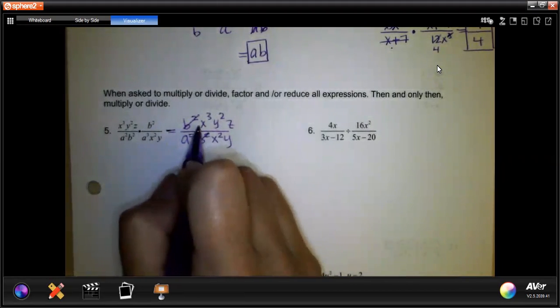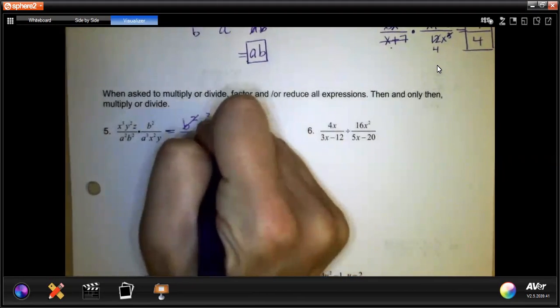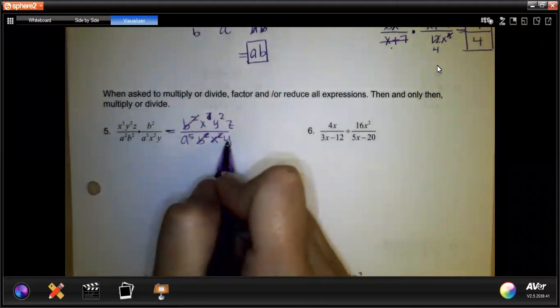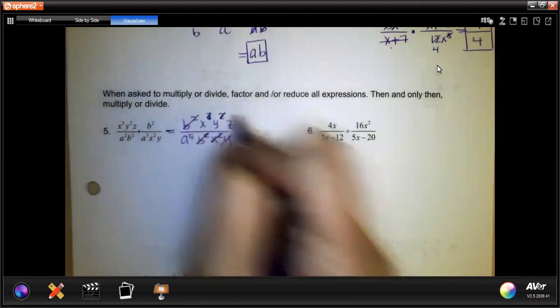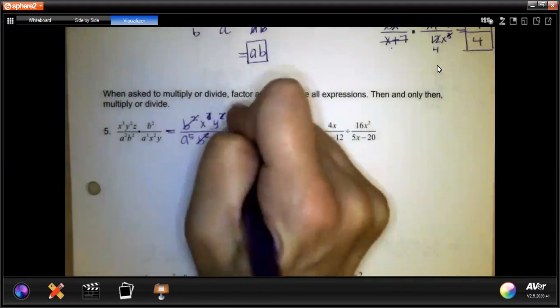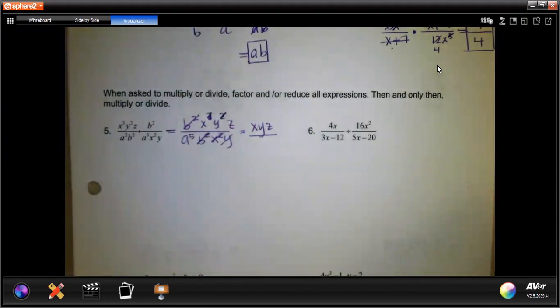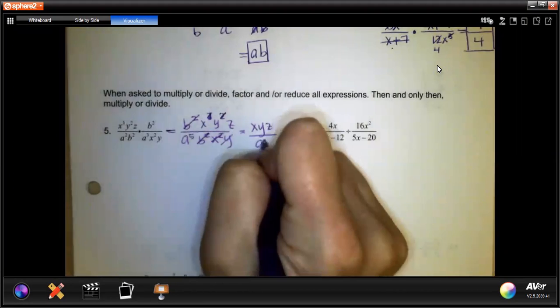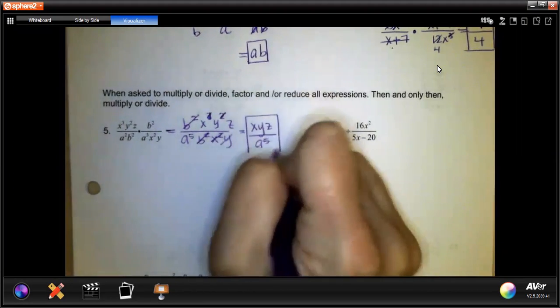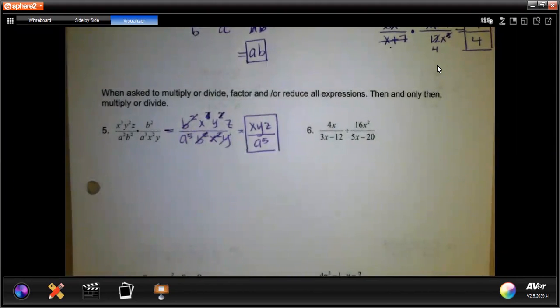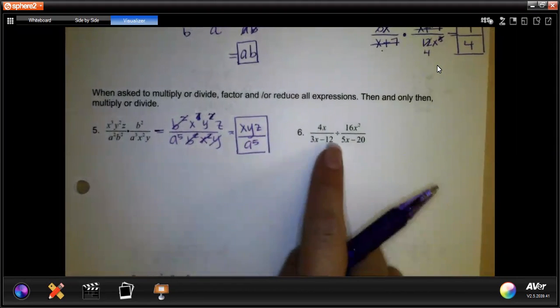I've got 2 x's on the bottom and 3 on the top, so I can cancel out 2 of those and that becomes a 1. And then I've got 1 y on the bottom and 2 y's on the top, so I can cancel that out. Now I've got x, y, z in the numerator and a to the 5th in the denominator. Those get a little confusing because you've got all this crossing out, so you want to be careful with that.